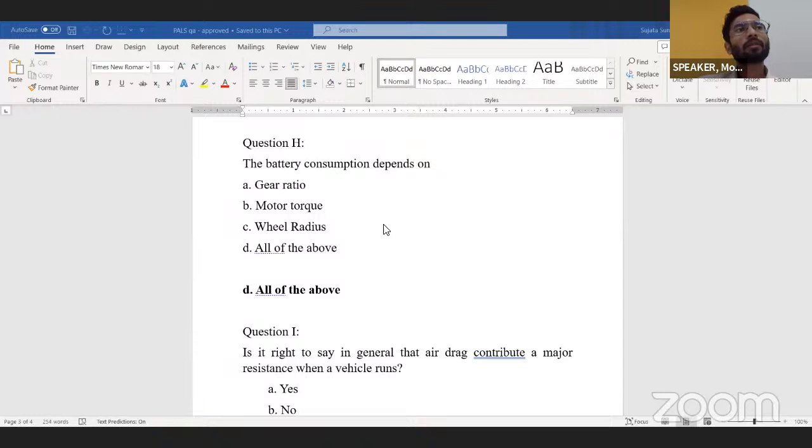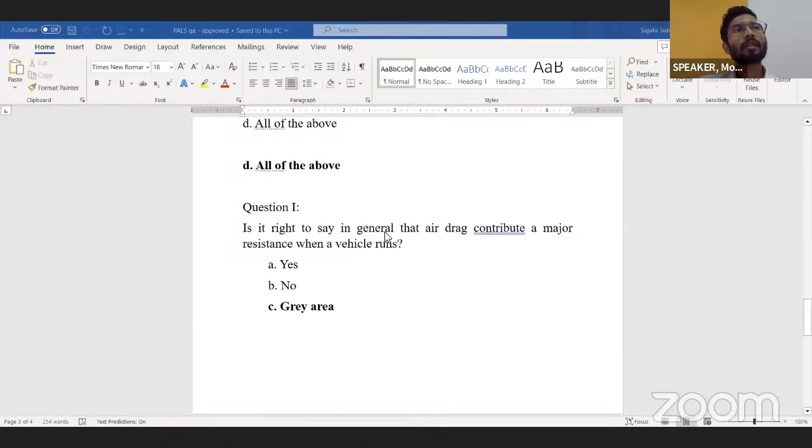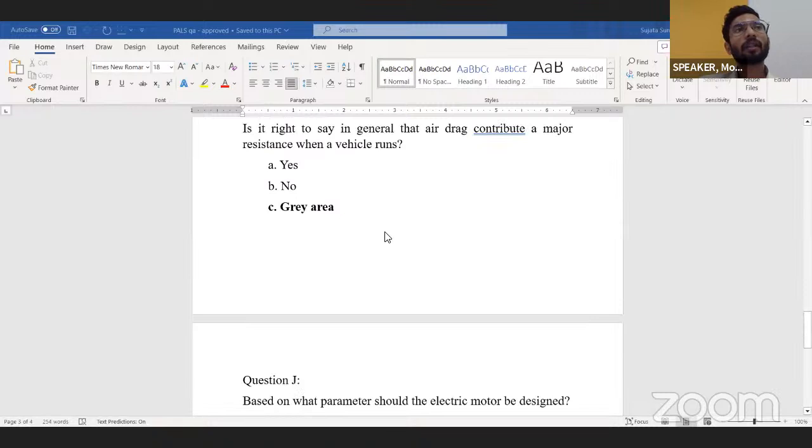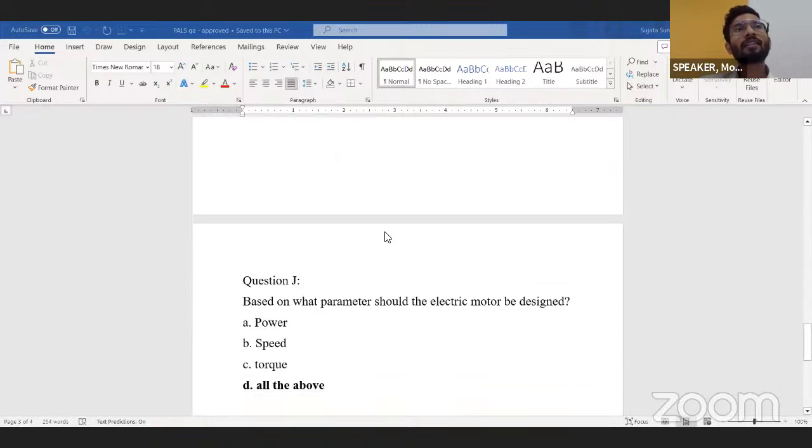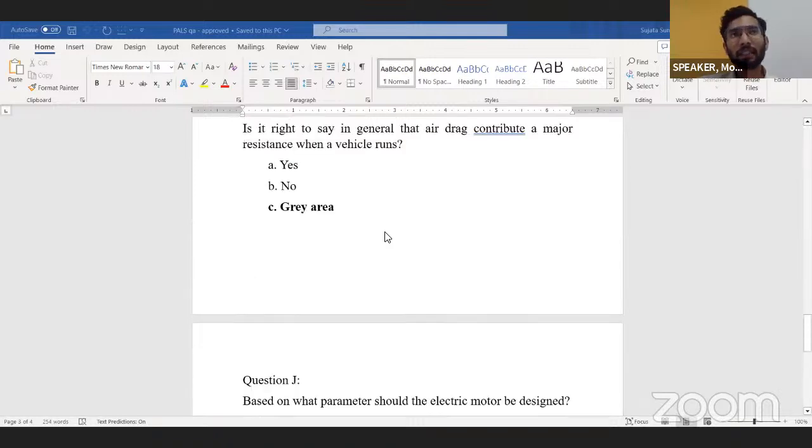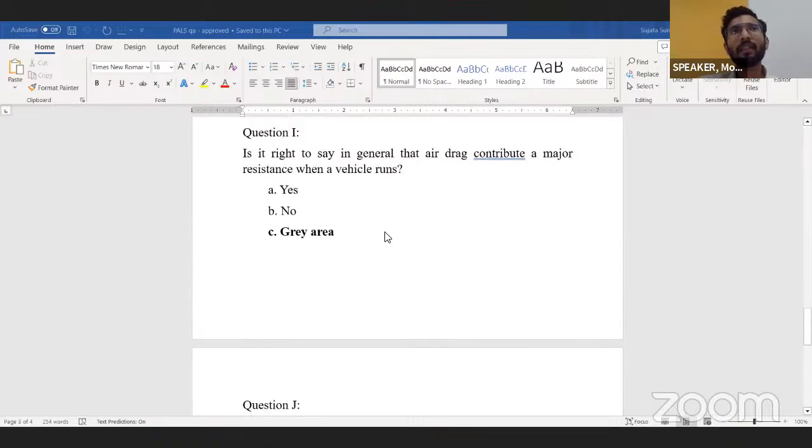Then moving to the last question, I hope. Is it right to say the air drag is constant? This air drag really depends upon various factors like the density of the air and the frontal area, and mainly on the square of the velocity of the vehicle's motion. So it depends upon all those factors. You cannot actually give a binary answer. Yes, so that's it.